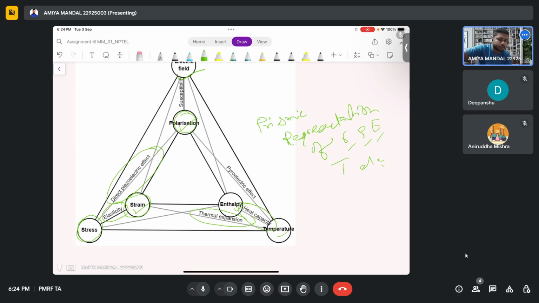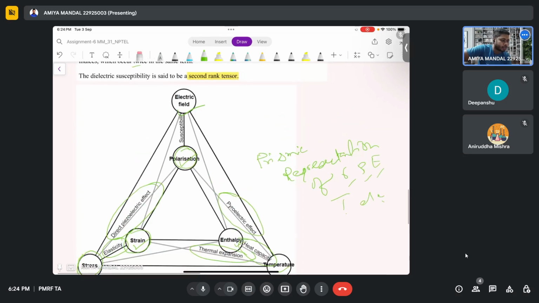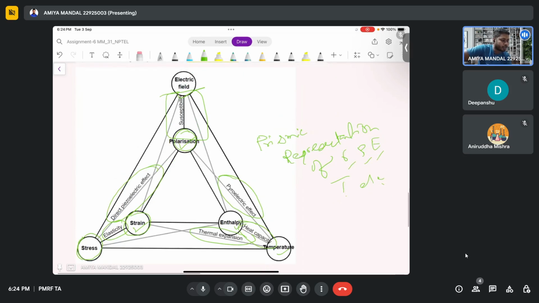And in case of the pyroelectric effect, polarization and temperature are related. And electric field and polarization are related with susceptibility. So how many types of properties are there? 1, 2, 3, 4, 5, 6 properties are shown in this diagram.